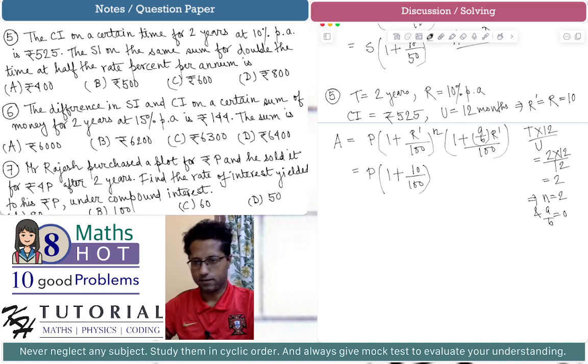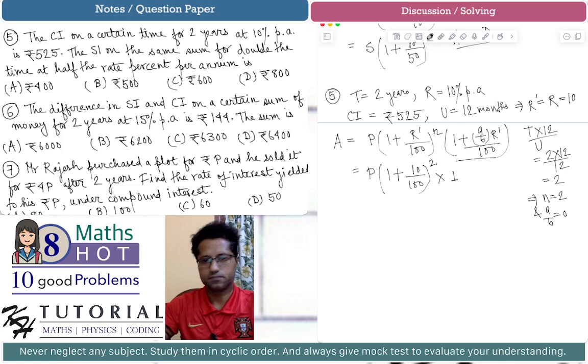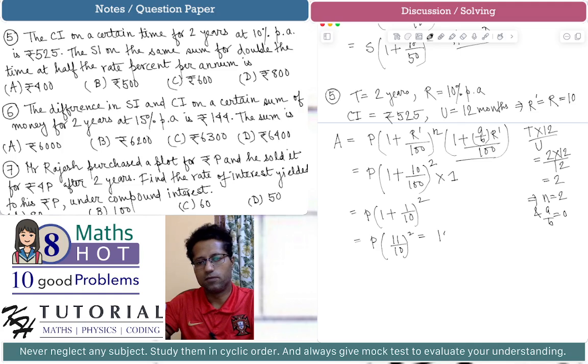So now the formula becomes, since A by B is equal to 0, this part will be equal to 1. So this becomes P into 1 plus 1 by 10 whole squared. This is equal to P into 11 by 10 whole squared. This is equal to 121 by 100 into P.